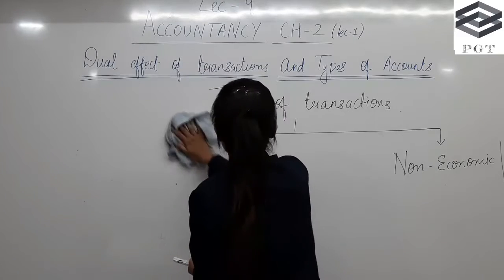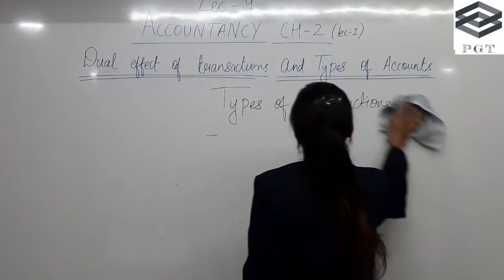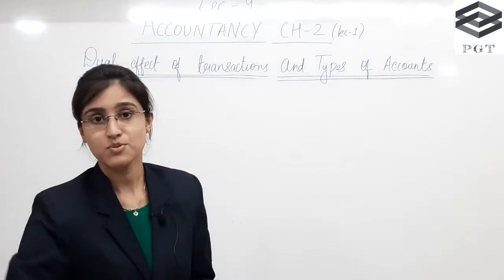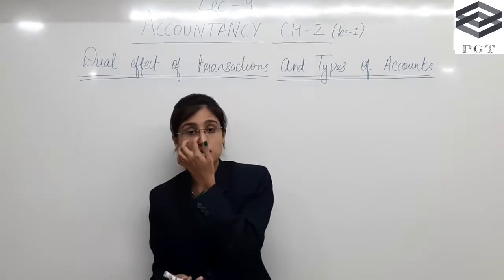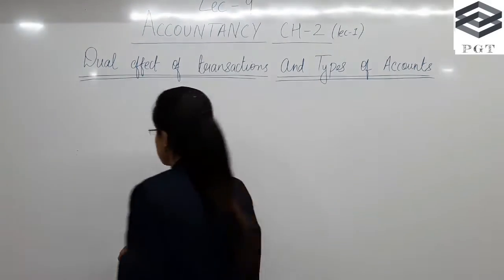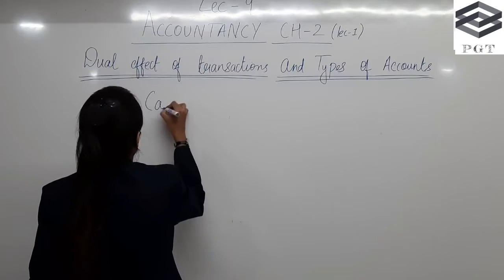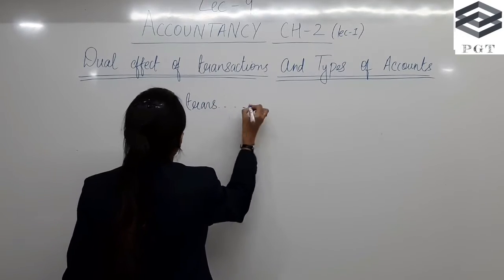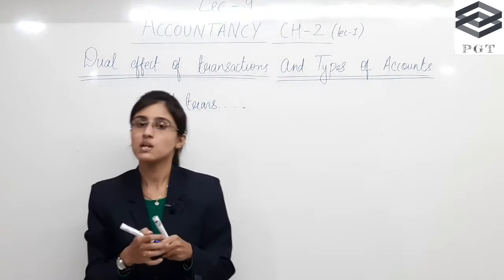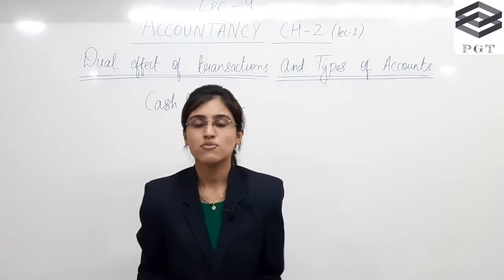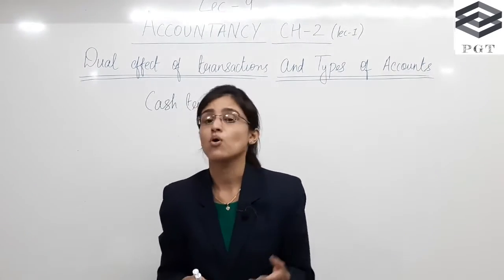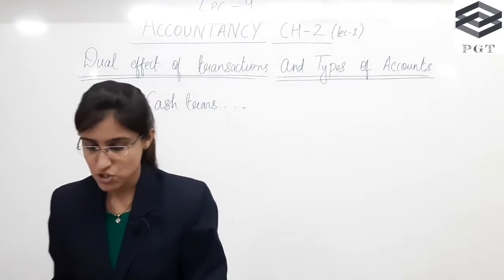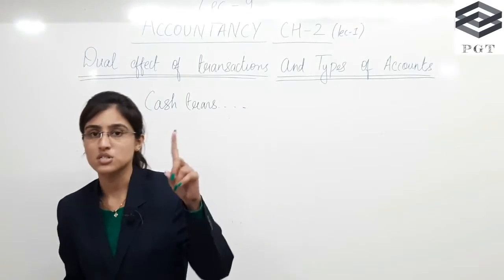We have understood about economic transactions. Now we are going to understand about cash transactions, how many types of cash transactions take place in the business. Cash transaction, first of all, is one in which the receipt or payment of money is involved on the spot. Further, there is a cash transaction for asset, the very first type.